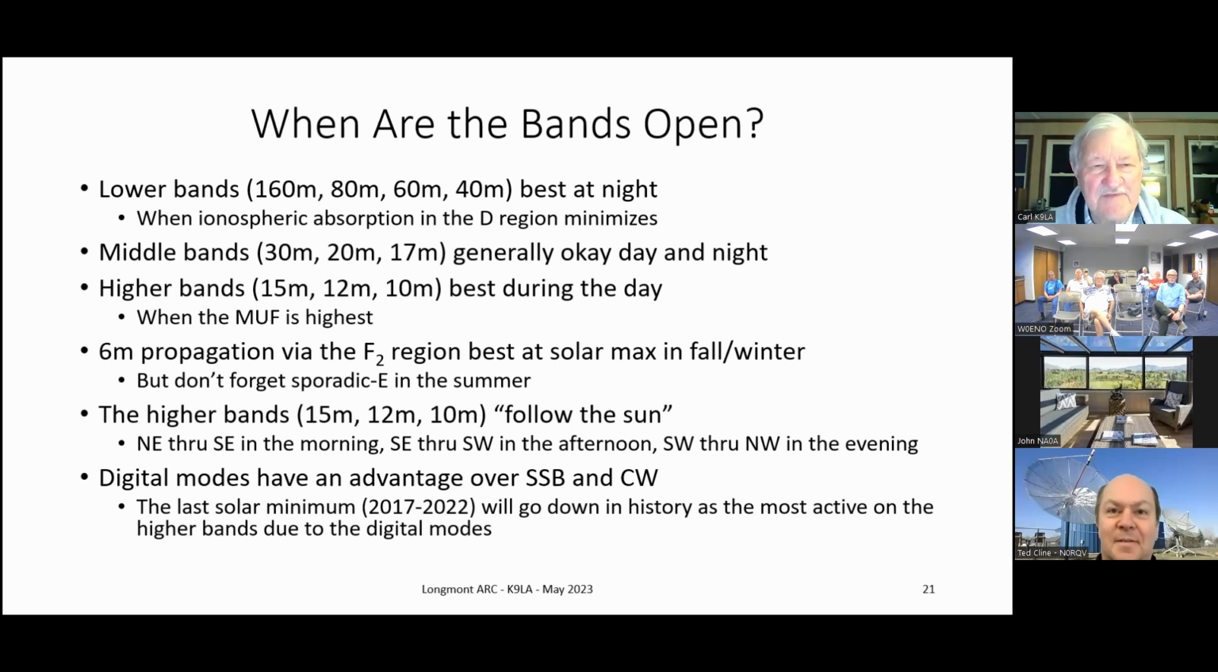The higher bands, 15, 12, and 10, follow the sun. In other words, the propagation is generally northeast through southeast in the morning, southeast through southwest in the afternoon, and southwest through northwest in the evening. Kind of a general rule. So if you have a directional antenna, just have it follow the sun during the day and you'll have lots of good results. And of course, the digital modes have an advantage over sideband and CW.